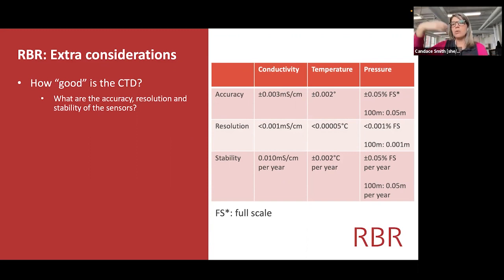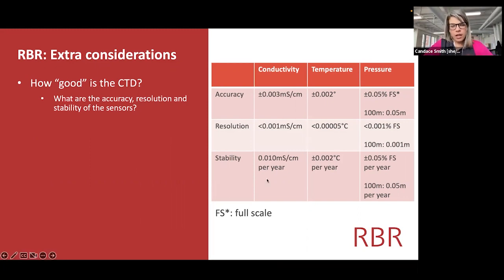And then the shallower the sensor, the better the accuracy and the better the resolution for the pressure sensors. The other things are standard across all pressure ranges. And then the resolution, that's how much surface change can I see? This is about a millimeter. And then the stability is the initial accuracy per year, as you can see. So every year you can expect that your pressure measurement is going to be off by 0.05 meters if you're not getting it calibrated.